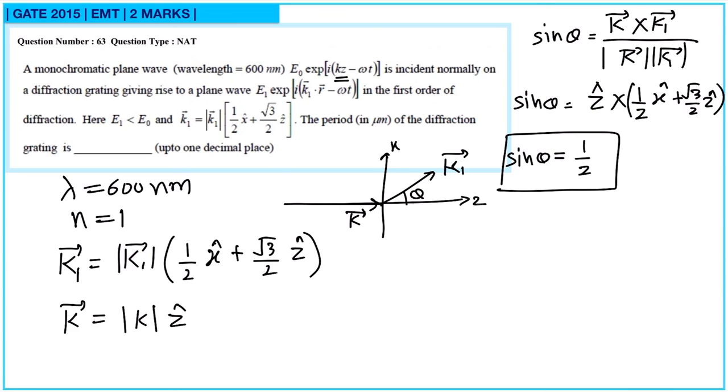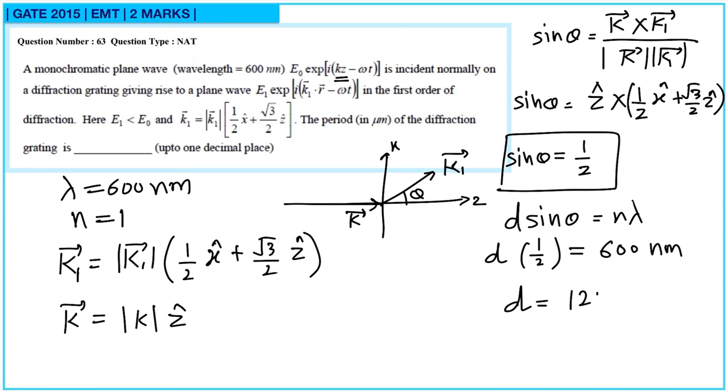So if sin theta is half, and we have d sin theta equal to n lambda, that means d into 1 by 2, n is 1 and lambda is 600 nanometer. So d is equal to 1200 nanometer, that is equal to 1.2 micrometer. So the answer will be 1.2.